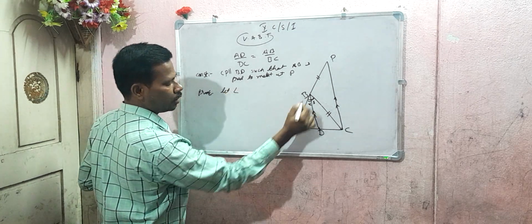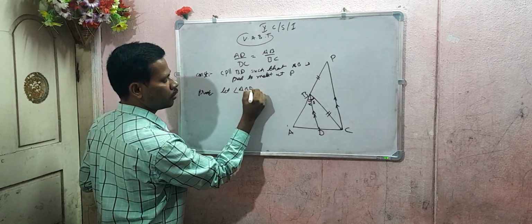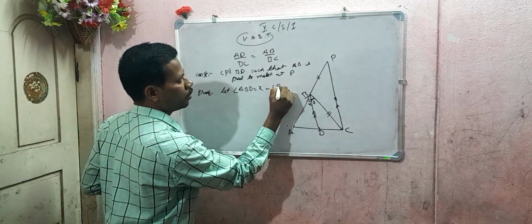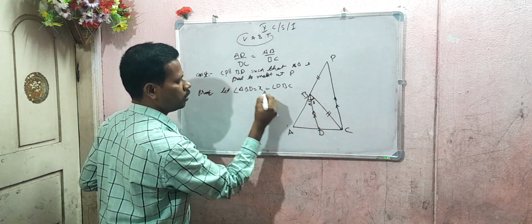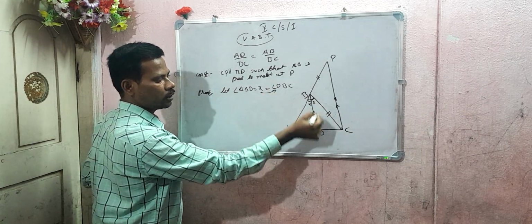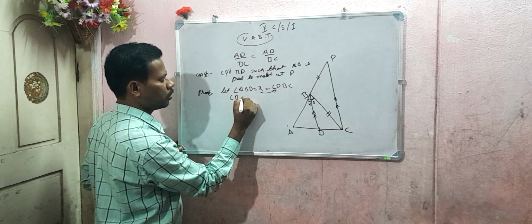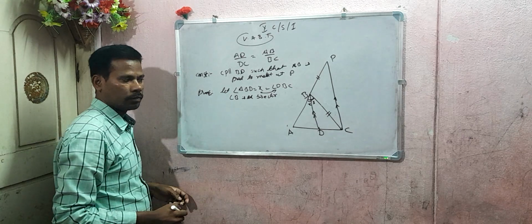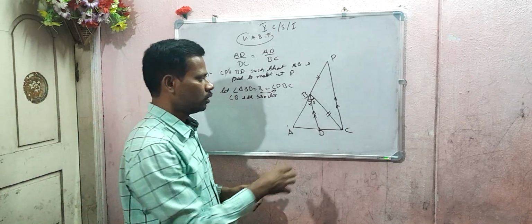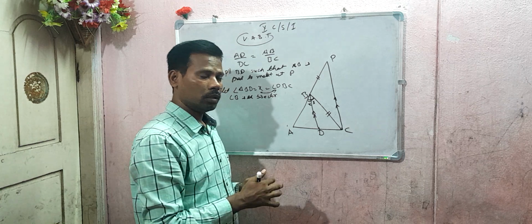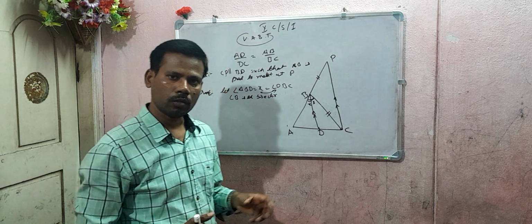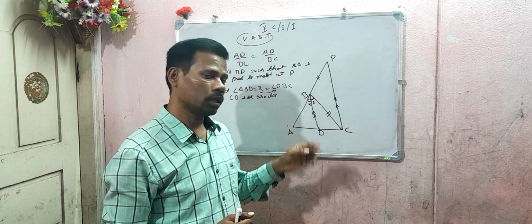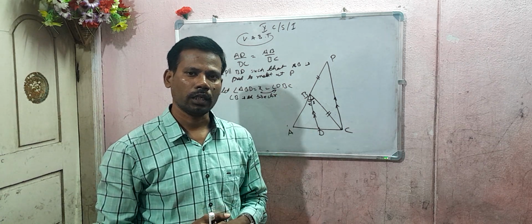Let angle ABD be equal to angle x. Angle DBC is also x, because it is given that BD is the bisector. Next, in order to prove this one, you need to know about two things. What are those? The basic proportionality theorem, as well as corresponding angles and alternate angles.